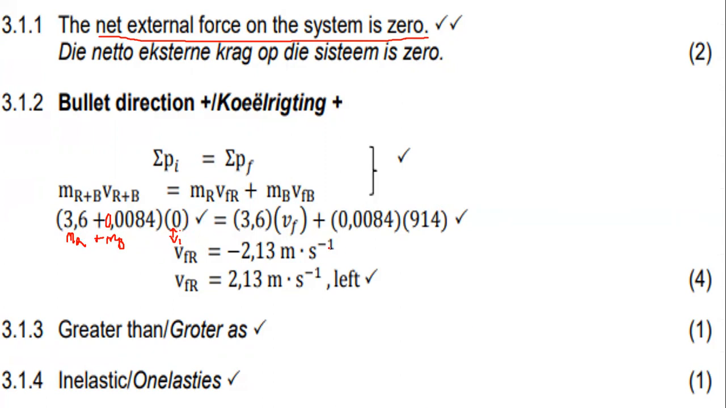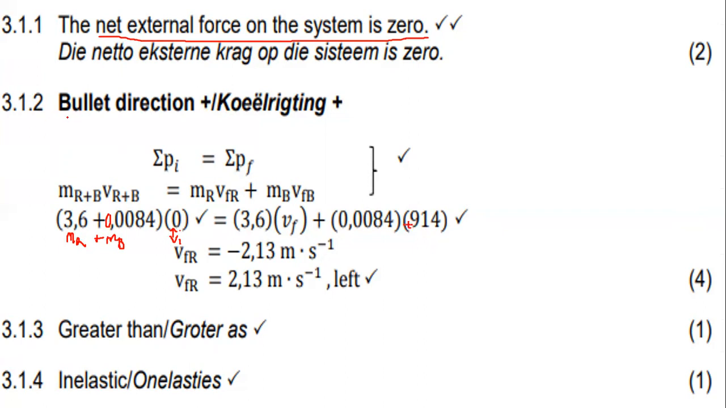And this will be equal to, after the firing, the mass of the rifle, 3.6, multiplied by the final velocity, which we do not know, plus the mass of the bullet, 0.0084, multiplied by the final velocity of the bullet, which is 914. Now, the 914, we can see that it is positive.